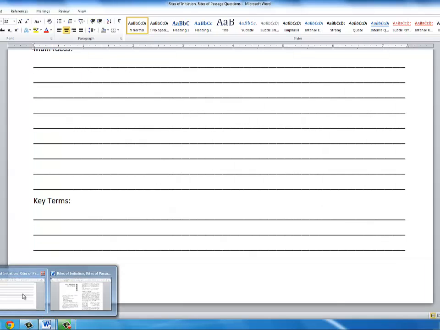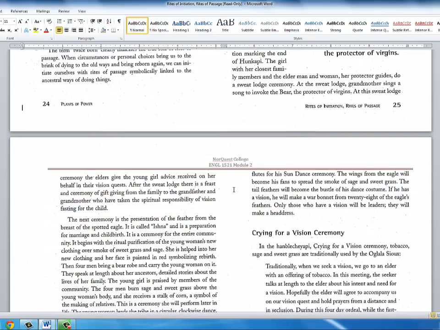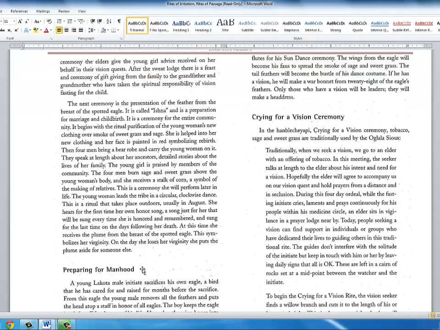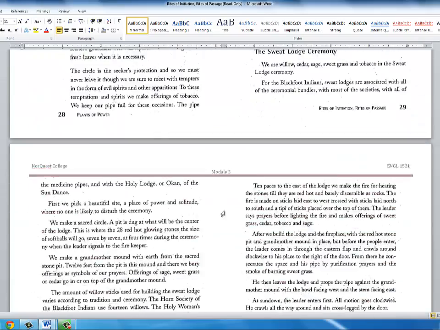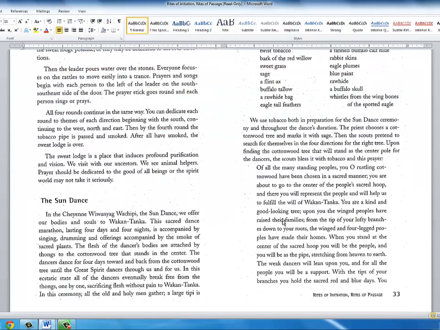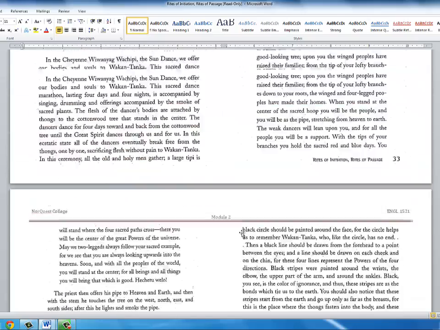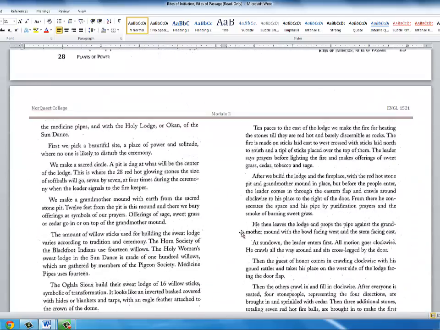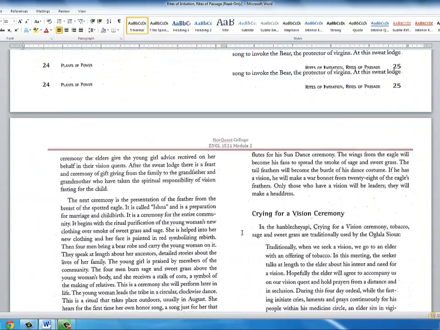If you take a look at the article itself, you can see it is broken down into these headings: preparing for womanhood, preparing for manhood, crying for a vision ceremony, the sweat lodge ceremony, and the Sundance ceremony. The descriptions in this article are quite detailed, so when making an outline, be sure you have enough detail so you can really understand what they're talking about.